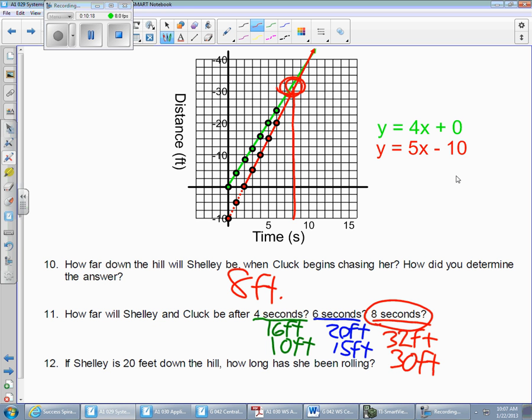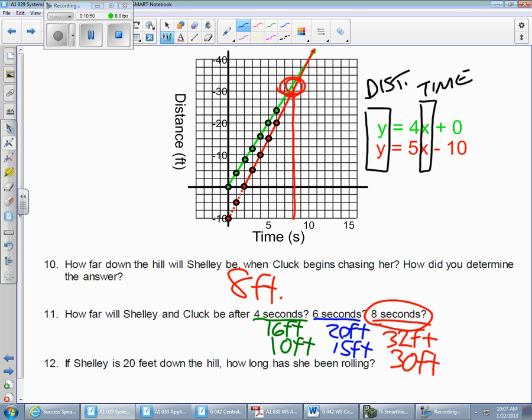How far will Shelley and Cluck be after 4 seconds and 6 seconds and 8 seconds and 92 seconds and 100 million seconds and all that kind of stuff? There's another way to do this, folks. Your equations have variables in them. Y. What does y represent? Well, the y-axis is representing distance. Your equation also has x's in it. What does the x represent? Time.